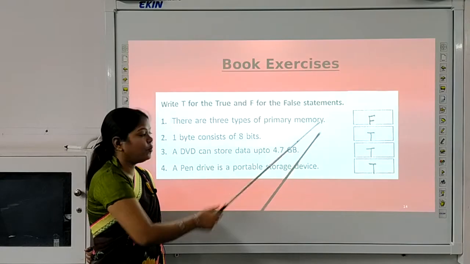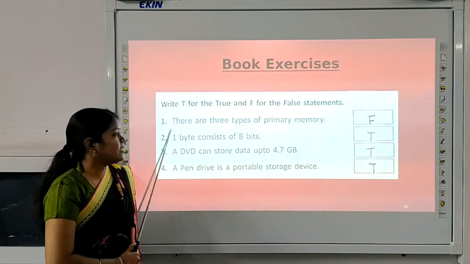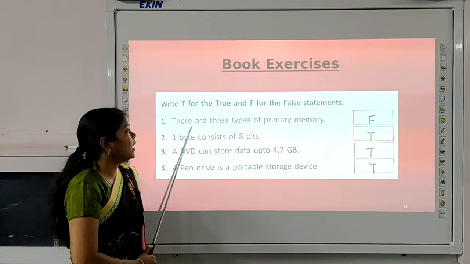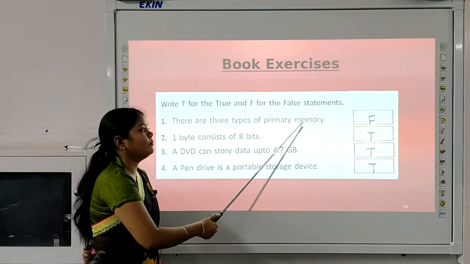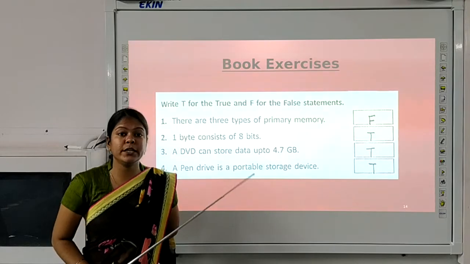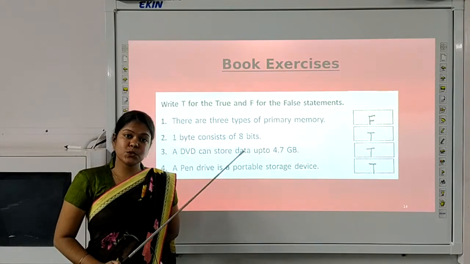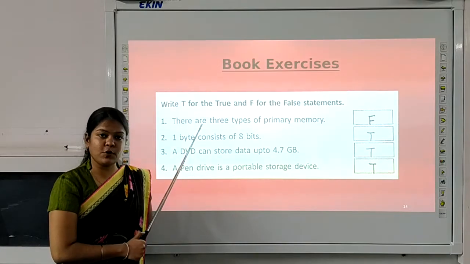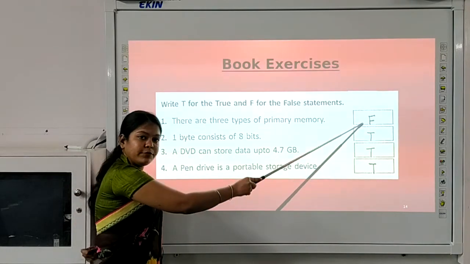Students, our next exercise is: write capital T for true and capital F for false statements. So these are our statements. The first statement is: there are three types of primary memory. Students, we have already discussed that primary memory has two types, RAM and ROM. So this statement is false. You have to write capital F here.